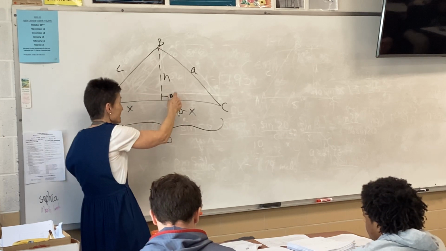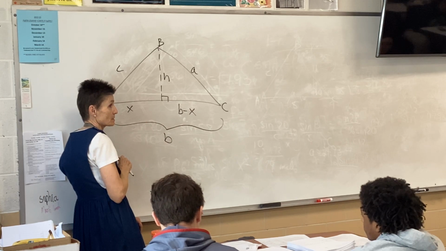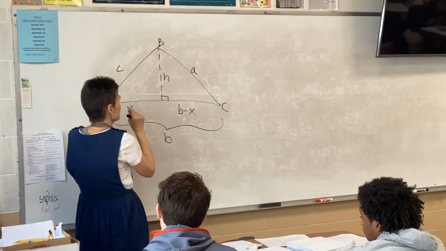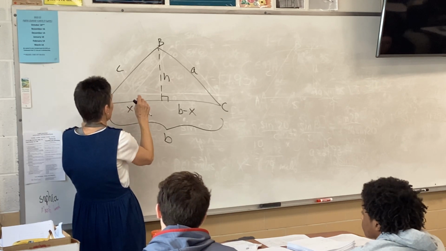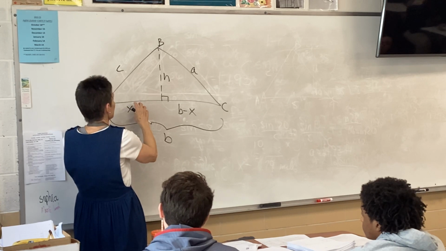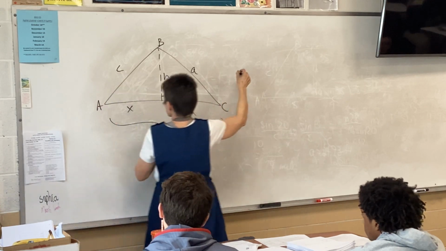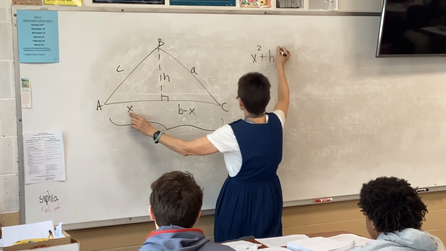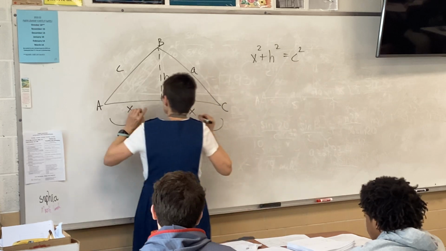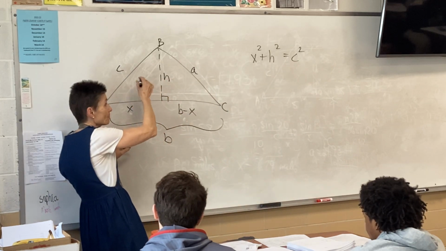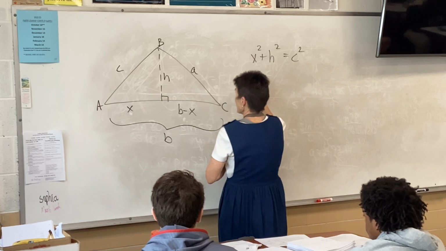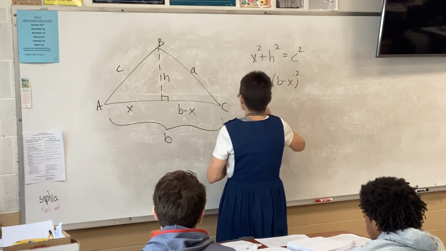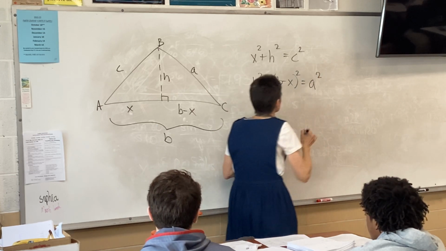Now, both of these are right triangles. So I'm gonna set up the Pythagorean theorem for both of these triangles. I'm gonna have x squared plus h squared equals c squared, no doubt about that. And then over here, I'm gonna have h squared plus (b minus x) squared equal to a squared.